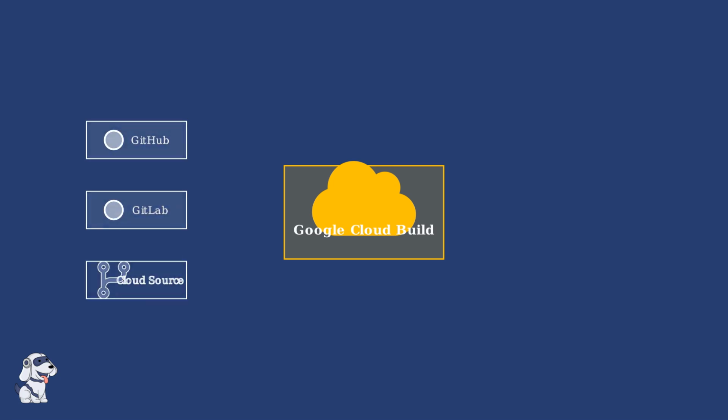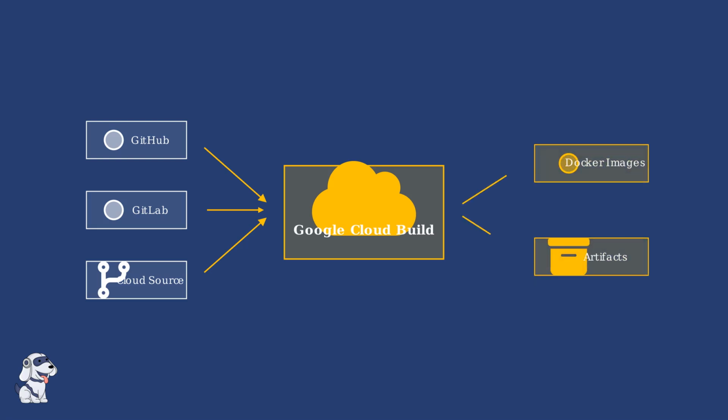Cloud Build can import source code from various repositories, including GitHub, GitLab, Bitbucket, and Google Cloud Source Repositories. This flexibility allows teams to maintain their existing development workflows while leveraging Cloud Build's capabilities. The service produces various artifacts, including Docker container images, compiled binaries, and deployment packages. These artifacts can be stored in Google Container Registry, Artifact Registry, or other storage solutions for subsequent deployment.